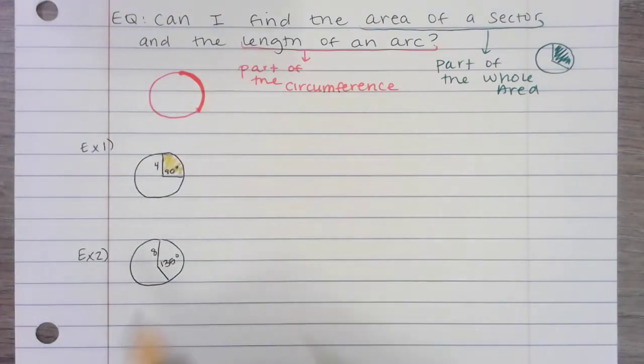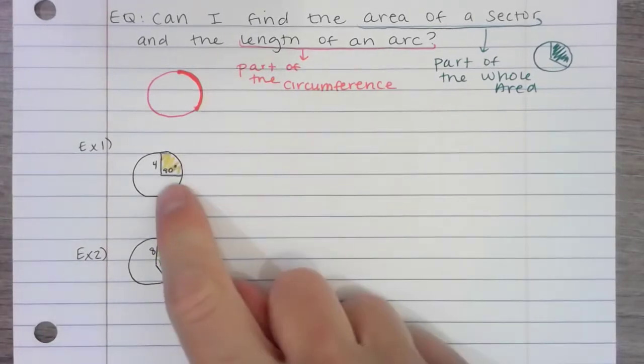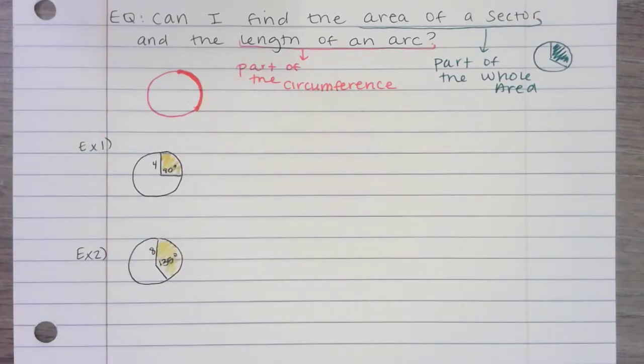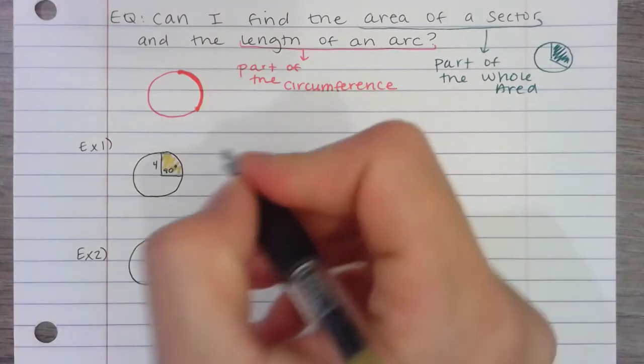And I want to find the area of this sector. So sometimes it might be easy. If the sector is 90 degrees, you can just find 1/4 of the whole area. But sometimes it's not that easy. And you actually have this on your formula sheet. The formula looks like this.